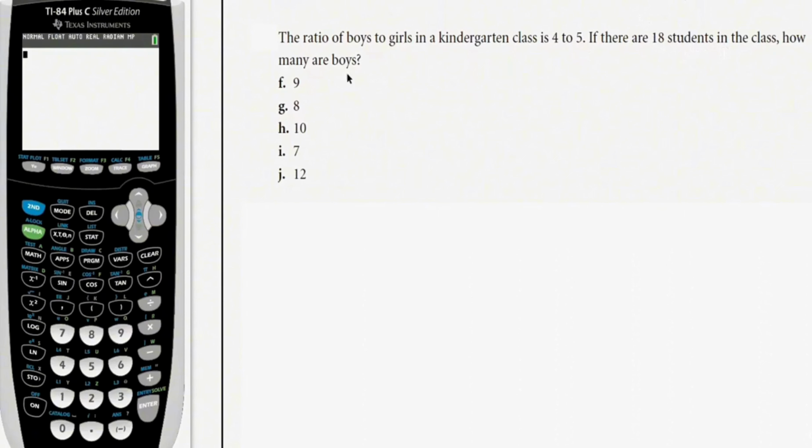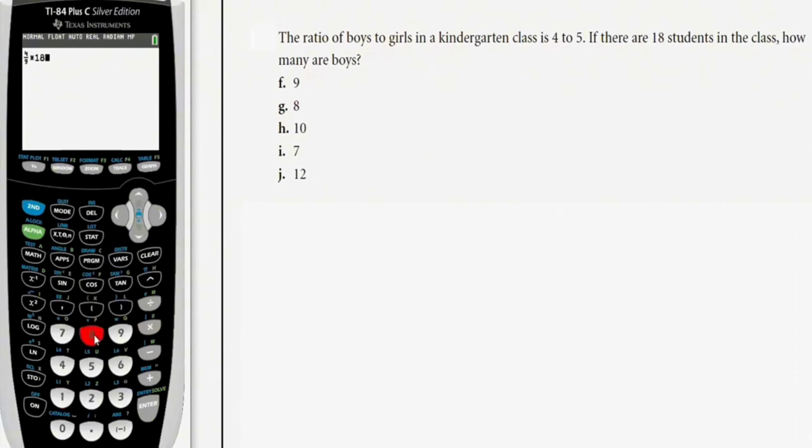If there are 18 students in the class, how many are boys? To get the number of boys in the class out of 18 students, let's make use of this fraction button, alpha window. So fraction is here, so you press 1. So the ratio of boys is 4 over 9, 9 being the sum of the ratios between the boys and the girls. Then times the number of students in the class. Number of students in the class is 18.